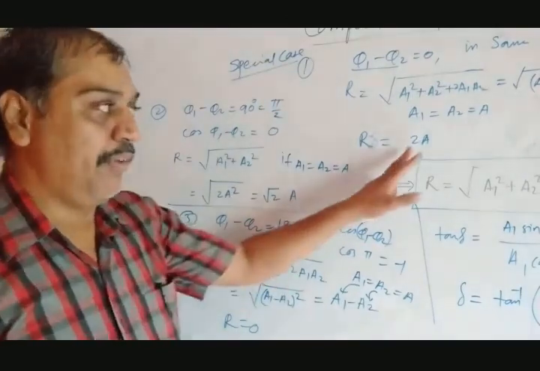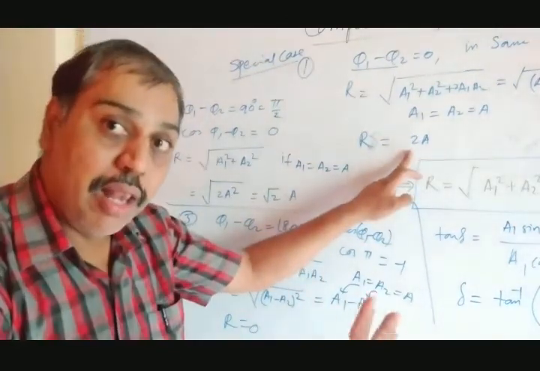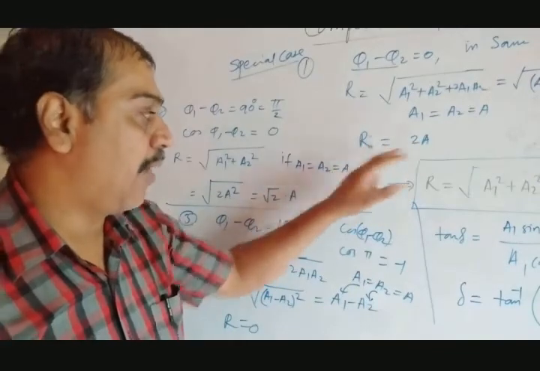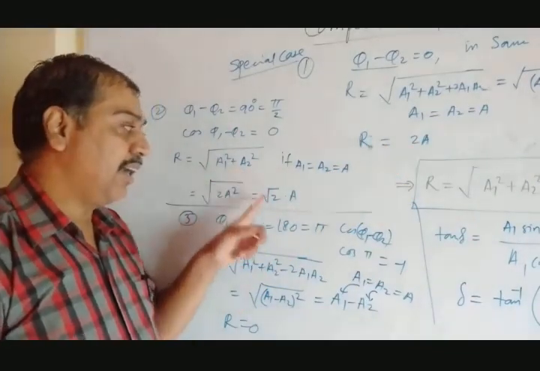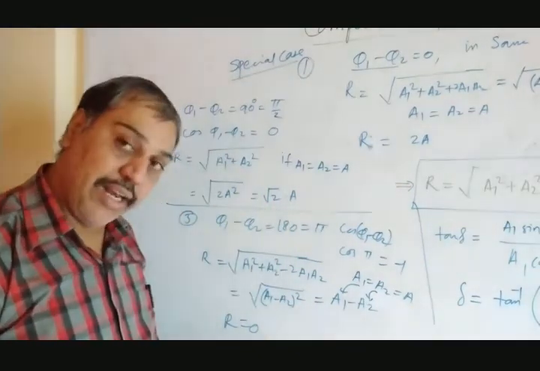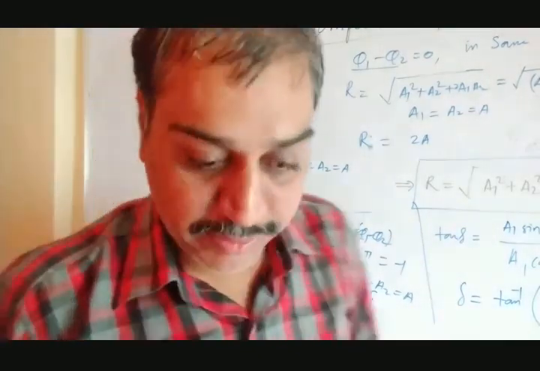Otherwise, if they are in phase, the resultant amplitude becomes double, if they have the same amplitude. Otherwise, in the case of 90 degrees, it is root 2 a. In the opposite direction, that is out of phase, 180 degrees, it is 0. So these are the special cases.